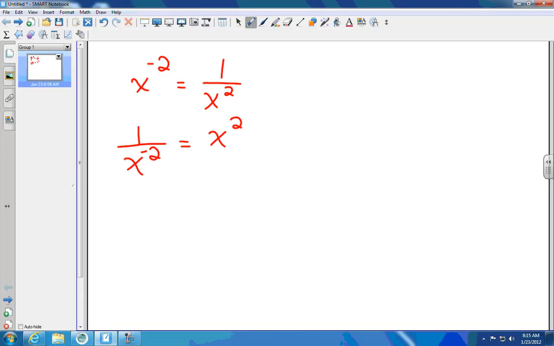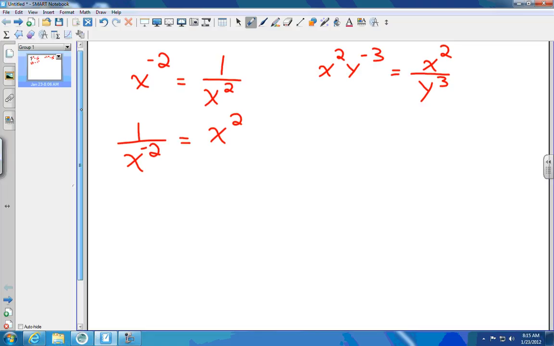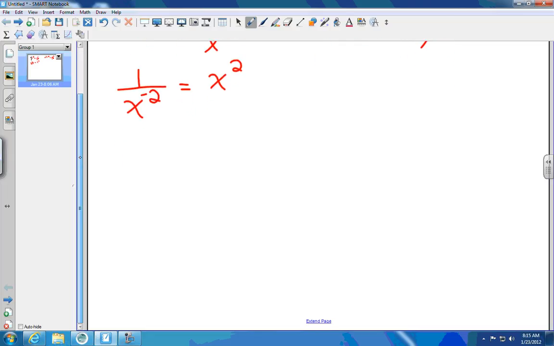Sometimes you'll still have something in the top. Like here, the x squared, that's fine. You don't need to move that. But the y to the negative 3 needs to go to the bottom, so your x squared will stay on the top, and the y to the third is the only thing that you're going to move in that case. So basically, what that rule is stating is don't leave a negative exponent in your answer. Move it in the last step if you have one.